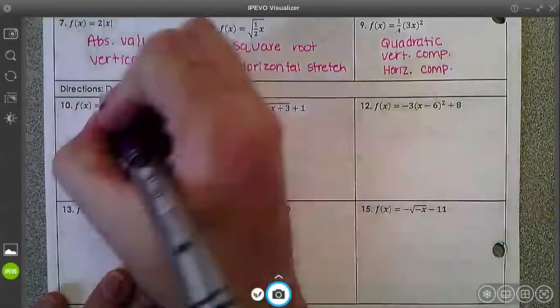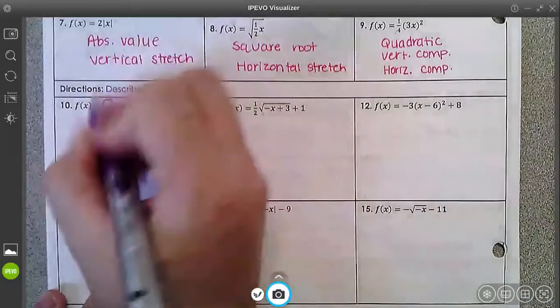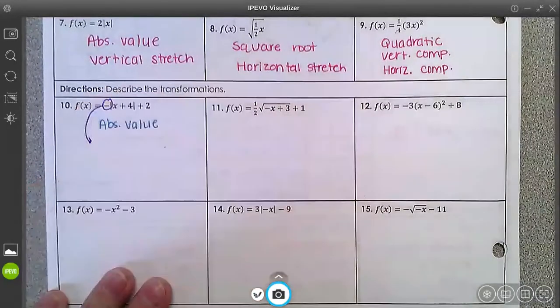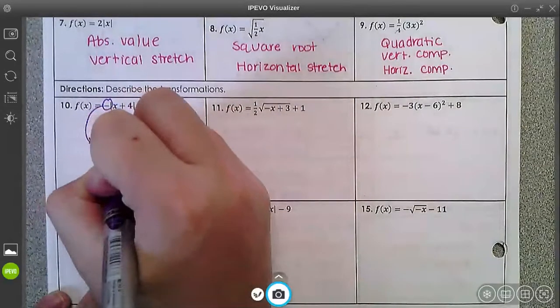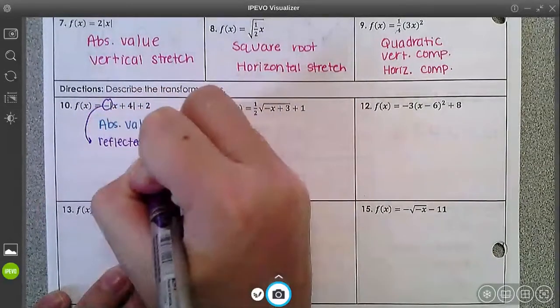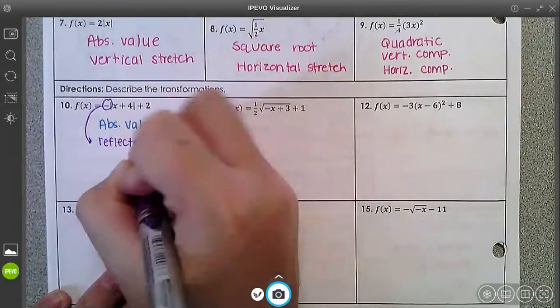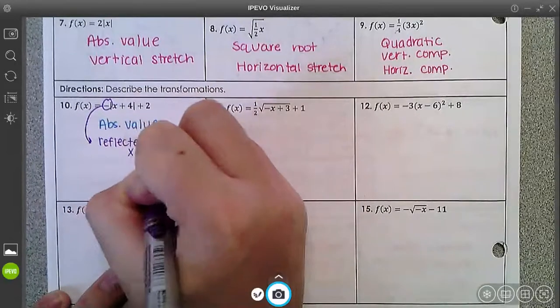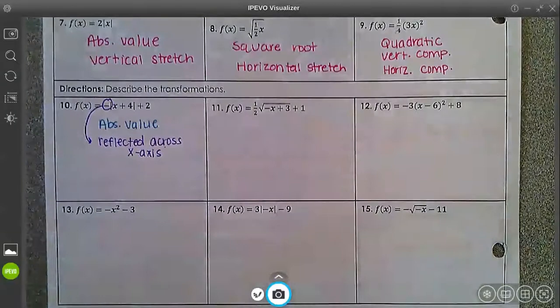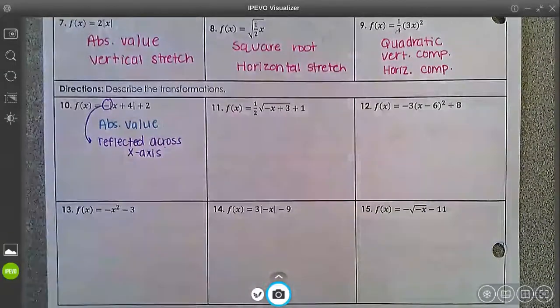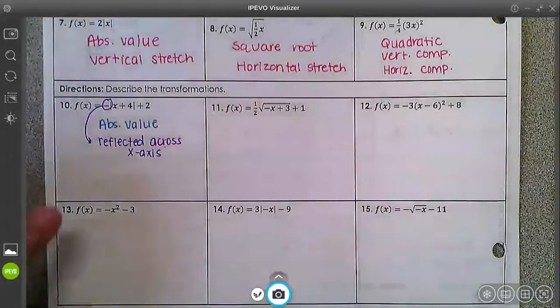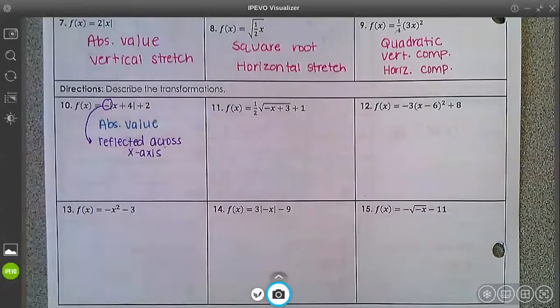A negative. So what happens when the negative is in the front? So it's reflected across the x-axis. And I do want you to put reflected. I know in those 4, 5, and 6 we didn't, but we were talking about reflections there. This could be anything. So put reflected across x-axis.